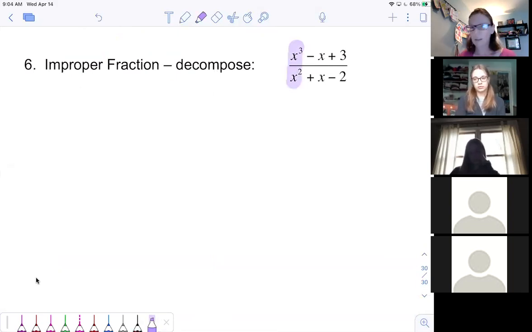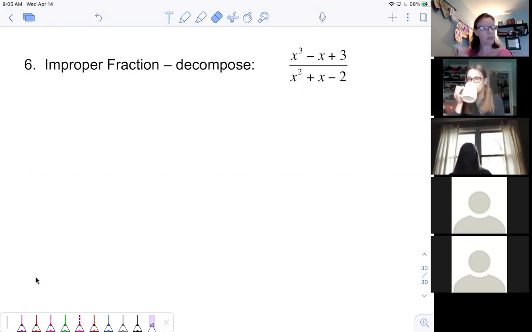But looking at these fractions, the degree of the numerator is bigger than the degree of the denominator. And when that happens, it's considered an improper fraction, just like with numbers. So if the number on top is bigger than the number on the bottom, 7/5 is considered an improper fraction as well. Algebraically, when the fraction is improper, we cannot do anything with that fraction until it becomes a proper fraction.